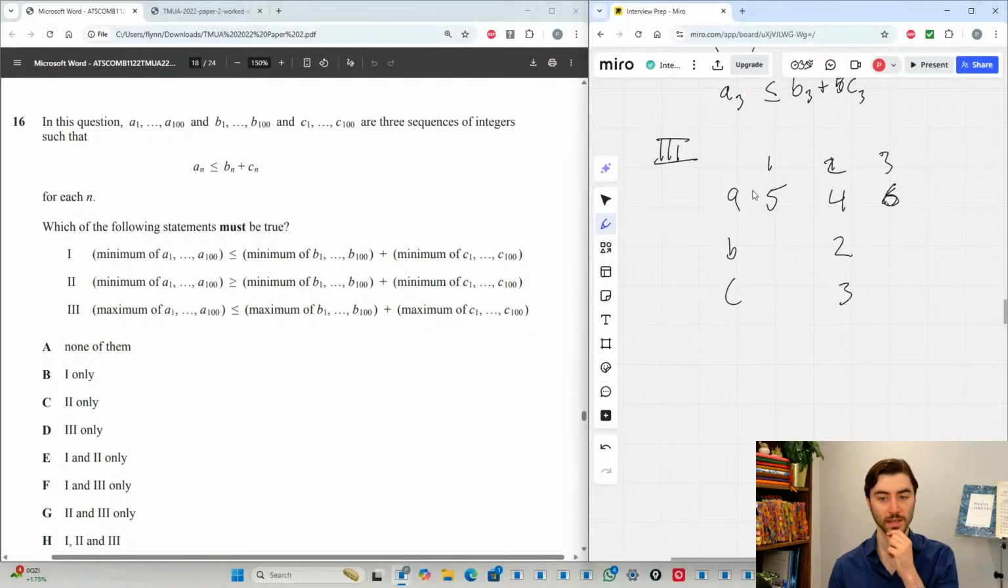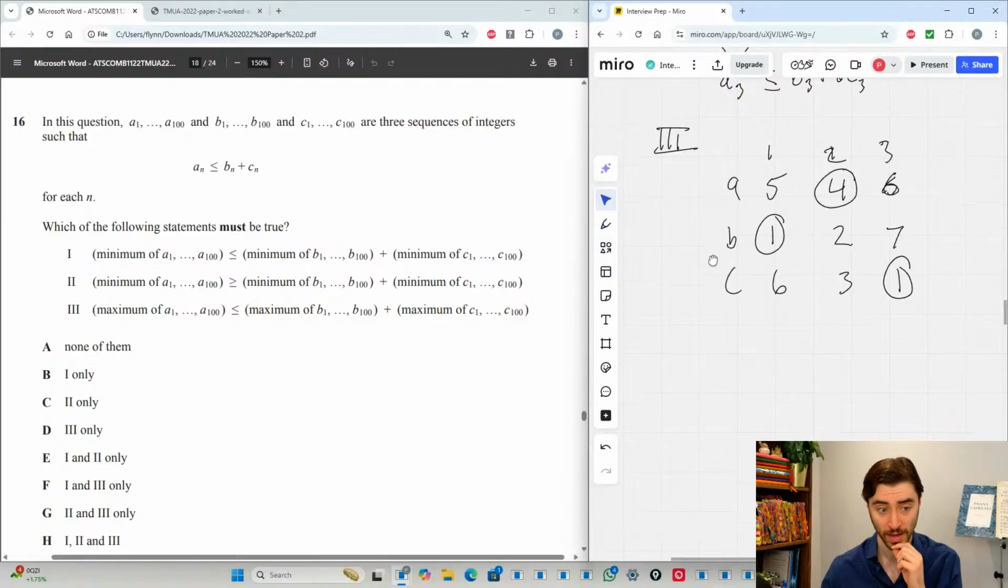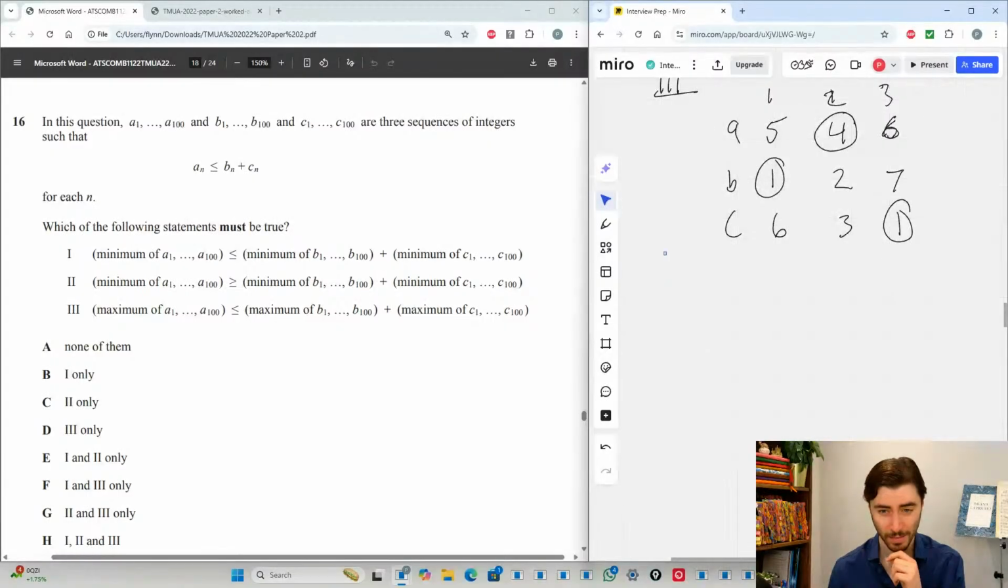Well, this is less than B, but I could set that to be 1 and 6, and that would be true. And I could set this to be, I don't know, 7 and 1, and the statement would be true for A3. It would, but the minimum of A would be bigger than the minimum of that and that. So I don't think 1 or 2 have to be true. I think 3 has to be true, and I think the answer is D. I'm going to lock that in.